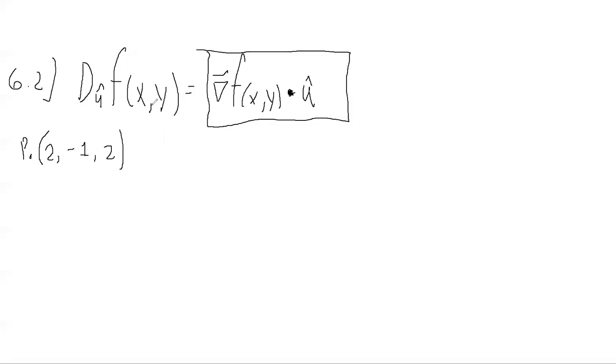But here we only have your x and y values, so you don't really have to care about this 2 right here. So this is going to be (2, -1). You're just going to pay attention to your 2, your x value, and your -1, your y value. You're just paying attention to these two values.